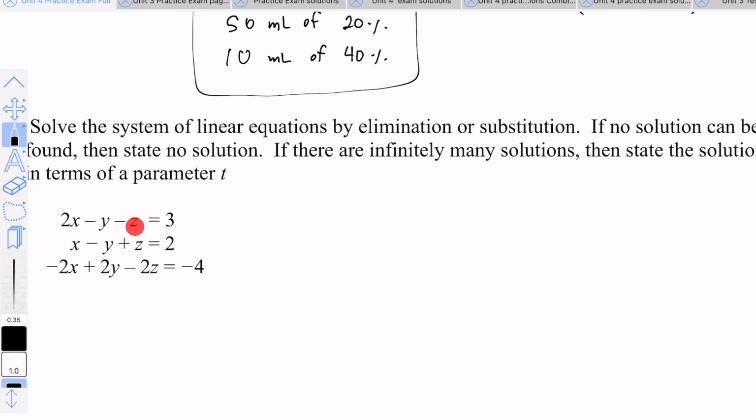I'm going to avoid eliminating z just in case there are infinitely many solutions and we have to parameterize. It's a little trickier to do that, to parameterize the solution. If we've already eliminated z as the first step, we can still do it. It's just a little trickier. So I actually would avoid eliminating z first if we have 3 equations and 3 variables. So I'm going to take this top equation and the bottom equation and eliminate x.